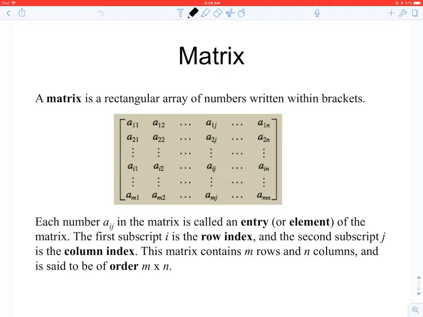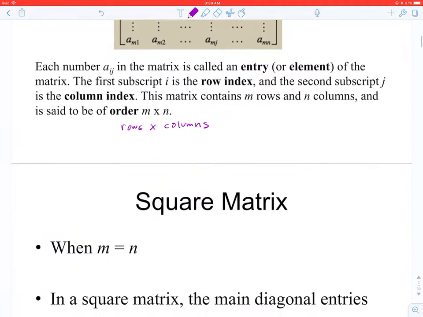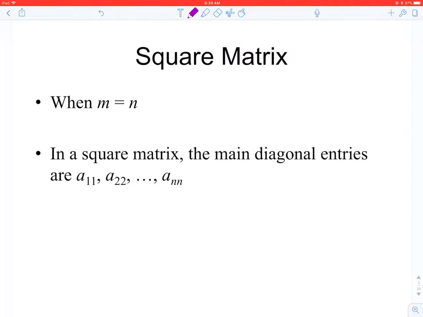column 5, the element that's in row 3, column 5. Okay, so the matrix contains m number of rows and n columns and can be said to be of order m by n. So basically m by n is the dimensions of the matrix, the number of rows by the number of columns. Oops, that's not how you spell columns. Okay, so if the number of rows is equal to the number of columns, then you'll have a square matrix.